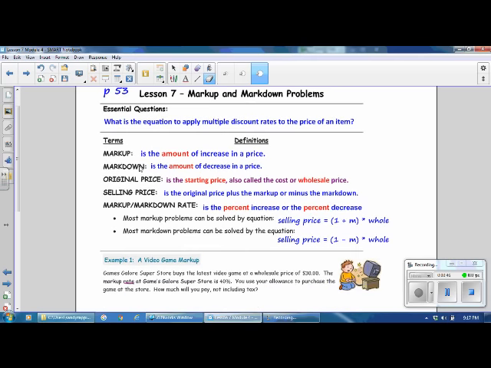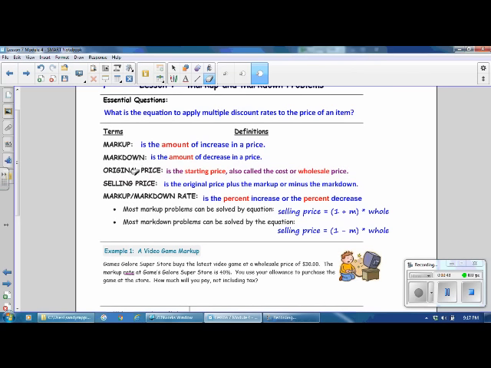Let's go over the vocabulary and then pause the video and copy it into your notes. A markup is the amount of increase in a price. The markdown is the amount of decrease in a price. The original price is the starting price, also called the wholesale. Selling price is the original price plus the markup or minus the markdown. The markup and markdown rate is a percent increase or a percent decrease.